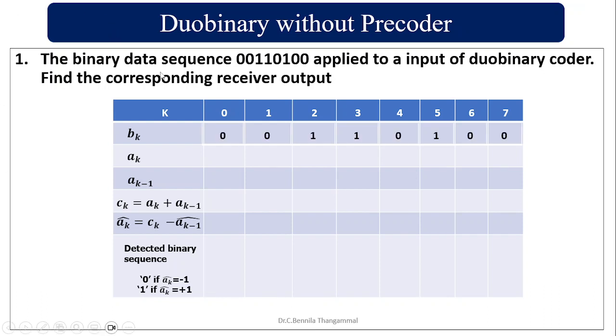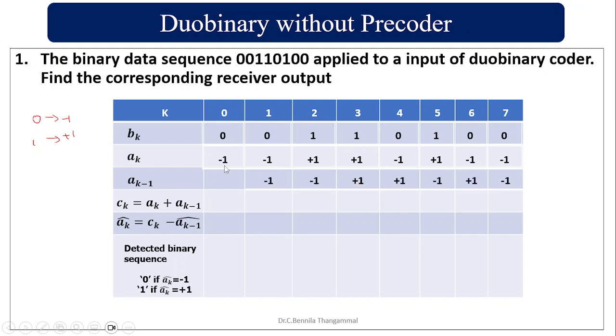I have given the data sequence 00110100. Then AK is converted: you allocate minus 1 for 0 and plus 1 for 1. So this is your AK in volts: minus 1, minus 1, plus 1, plus 1, minus 1, plus 1, minus 1, minus 1. Then AK minus 1 will have one shift, one delay, so each value is moved to the next place. After shifting, we have AK and AK minus 1.